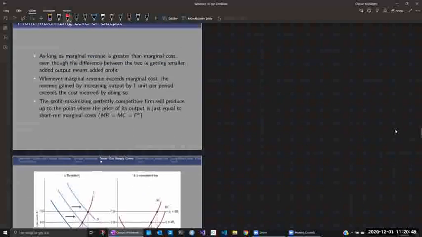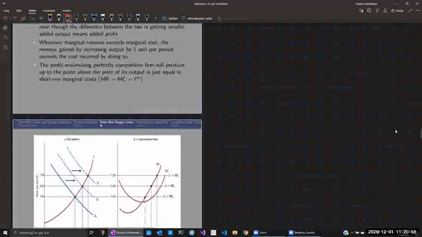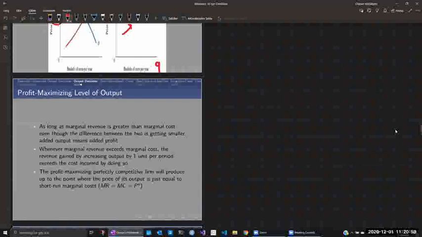So now let us try to understand how the firm can decide the production level. The objective of the firm is to maximize profit, which is given by the total revenue, P times Q, minus the total cost, which is also a function of the quantity that it produces.